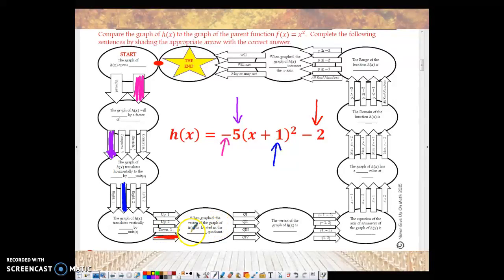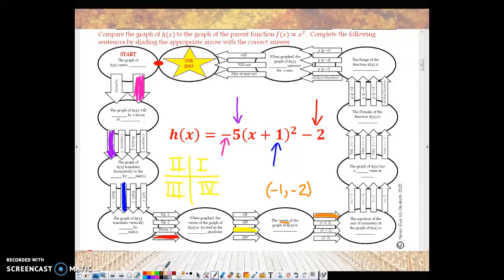When graphed, the vertex of the graph of h of x is in what quadrant? Okay, so whenever it's graphed, it's in what quadrant? Quadrant 1, 2, 3, or 4. The way I'm going to find that is by finding the vertex. The vertex is the opposite of this, negative 1, and then this, negative 2. So if it's a negative and a negative, that means it's going to be in quadrant 3, because you have to go negative and then negative. So it's in quadrant 3.